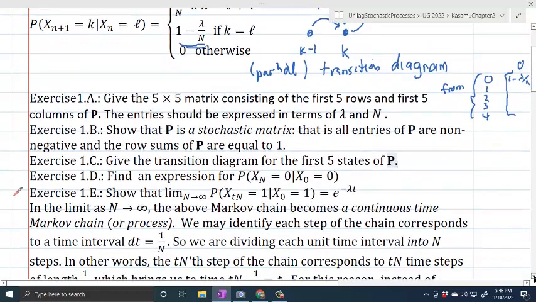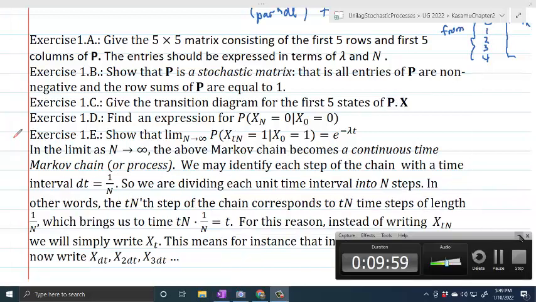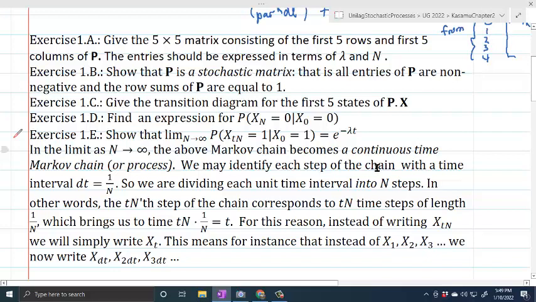Now, a continuous time Markov process takes the limit of this discrete process as n goes to infinity. That's why I chose in exercise 1e to take the limit as n goes to infinity. We may identify each step of the chain with a time interval dt equals 1 over n. If n is big, 1 over n is small, so each step of the chain takes a very, very small time. In effect, we are dividing each unit time interval into n steps.